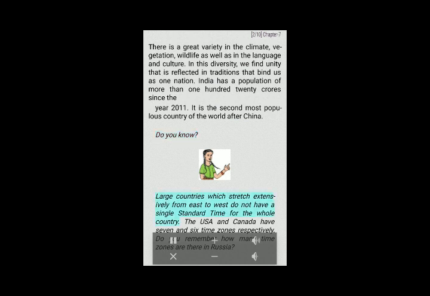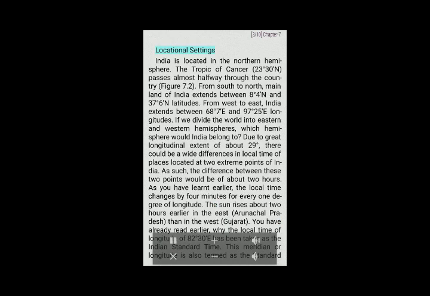Do you know? Large countries which stretch extensively from east to west do not have a single standard time for the whole country. The USA and Canada have 7 and 6 time zones respectively. Do you remember how many time zones are there in Russia?